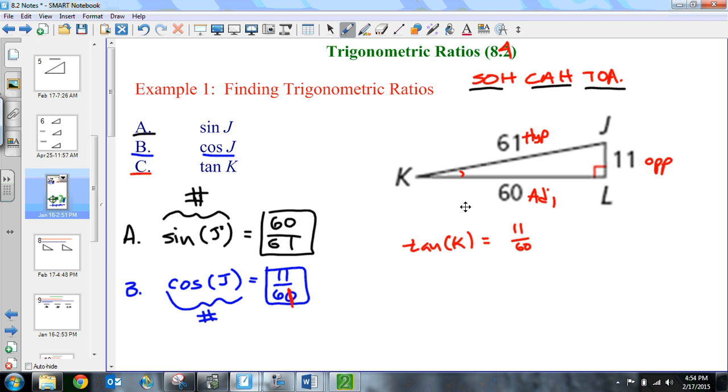Now remember, this is just like the other ones. This represents a number. And that number is a ratio of side lengths. Sorry, cosine of J, that should be 11 over 61. I made that mistake. So tangent of K is 11 over 60, opposite over adjacent. I had done the wrong thing. So you've got to be careful. I make mistakes. It happens. Let's go ahead and move on to the second example.